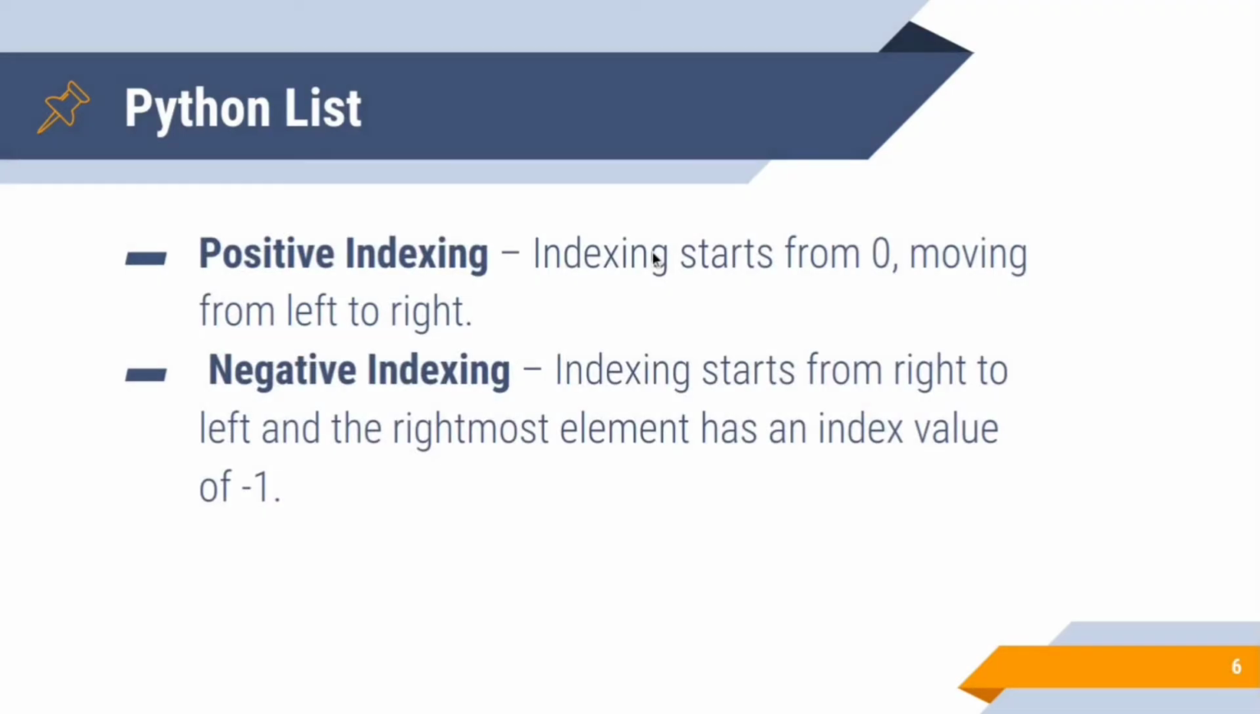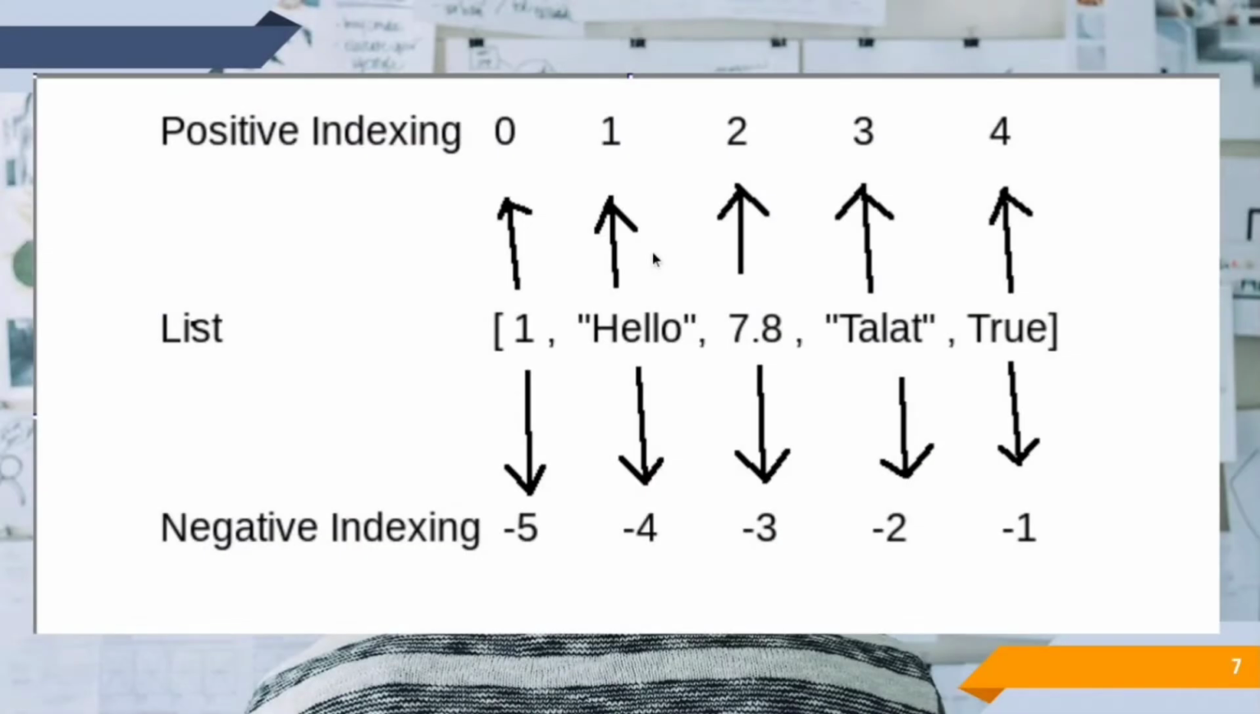Next, a Python list has two kinds of indexing: positive indexing and negative indexing. Positive indexing means it will start from 0 to the end. It will start with 0 and move from left to right. Negative indexing will start with -1 and move from right to left. For example, list is equal to 1, hello, 7.8, Talat, true. Here 1 is an integer, hello is a string, 7.8 is a float, like this.